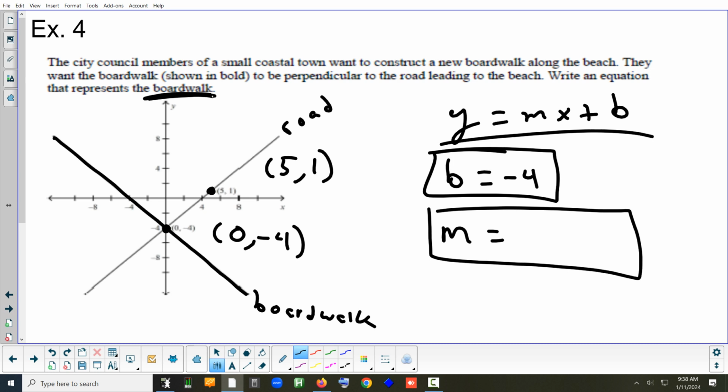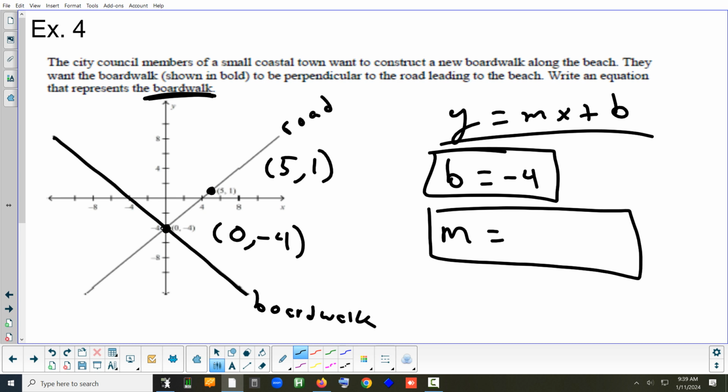Or how many points do we always use when we find slope? We always use 2. Do you have 2 points on the bold line? No, you only have 1. You have 1 right there. So we can't directly find the slope of the bold line.